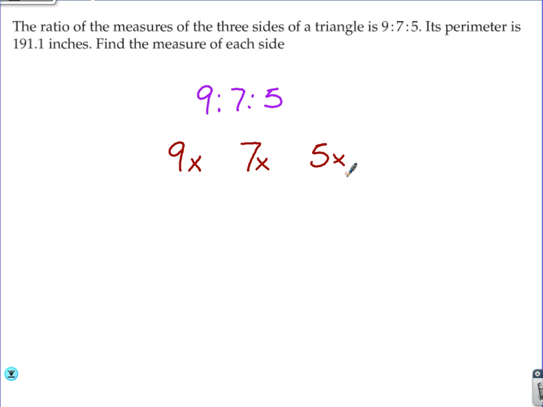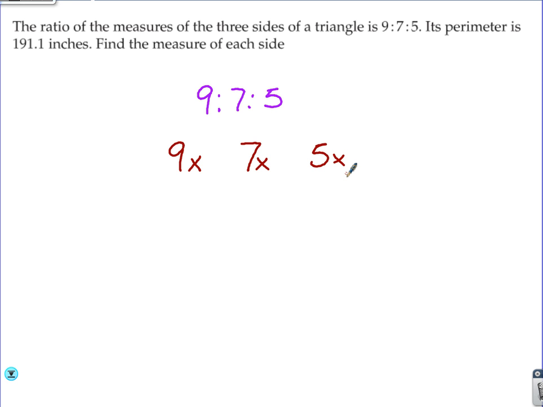That makes sense. I know that my three sides are some multiples of 9, 7, and 5. It could be 18, 14, and 10. It could be 27, 21, and 15. Some multiple. And that's how you write some multiple: 9 times something, 7 times something, 5 times something. And I know the perimeter is 191.1.